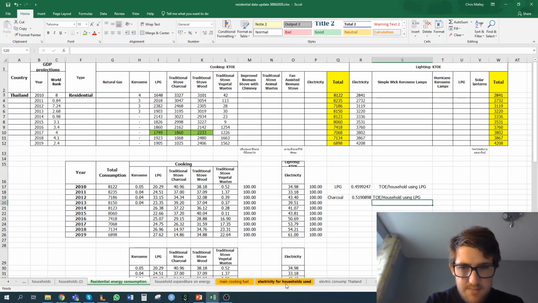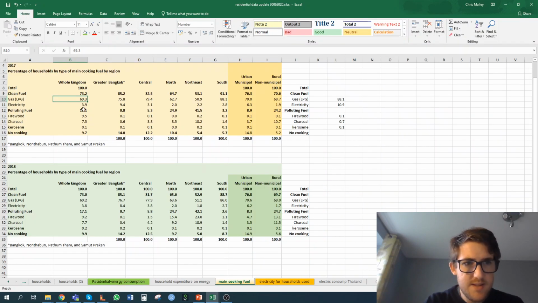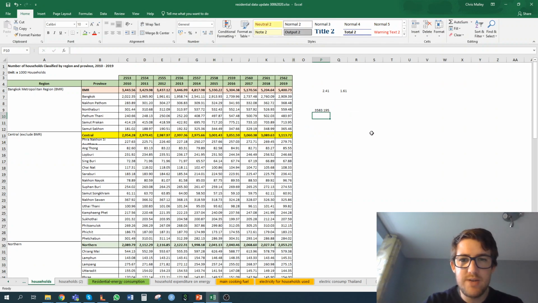wait a minute, I've made a mistake. So in the whole country, 7.5% of households are cooking using charcoal. So I need to recalculate this as 0.075 times the number of households. So it's much less.